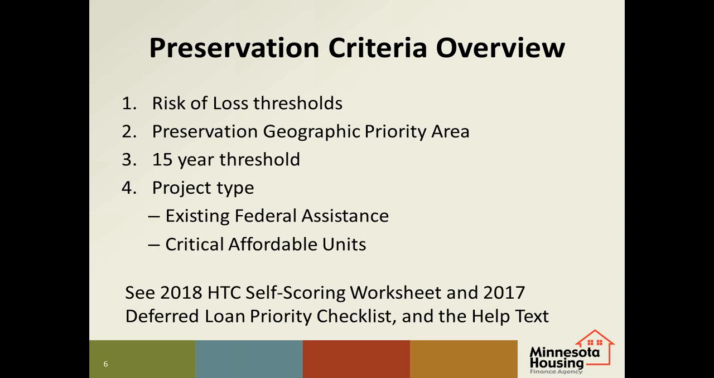These criteria and the documentation requirements can be found in the 2018 HTC self-scoring worksheet and 2017 Deferred Loan Priority Checklist on the Multifamily Common Application page of the website. There are help texts for both of these documents. We strongly encourage all preservation applicants, even those not required to submit a pre-application, to meet with agency staff given the various criteria that must be met.